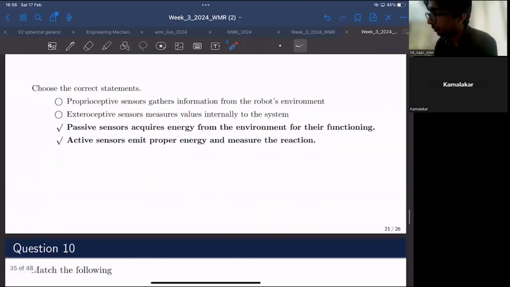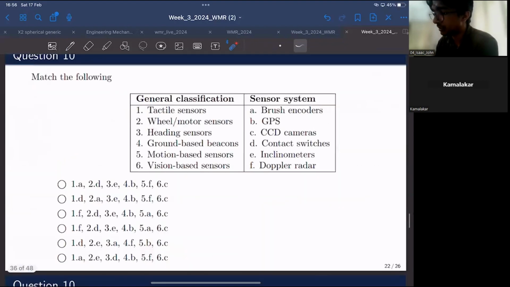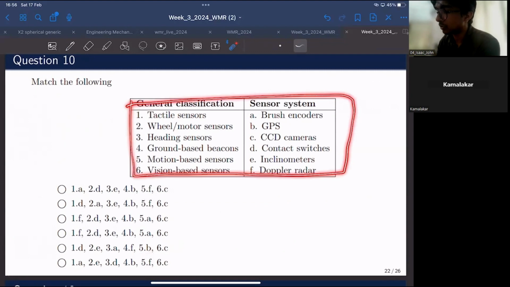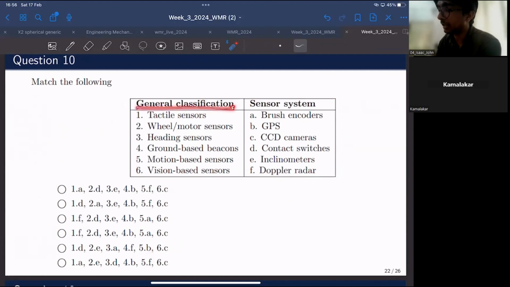And we may have a few more questions, maybe 4 or 5 questions. So this is a match the following kind of question. This is a general classification, and you have to choose the correct option from what is given in table 2. Tactile sensors could mean anything; there could be multiple tactile sensors. So out of this, which is a tactile sensor?